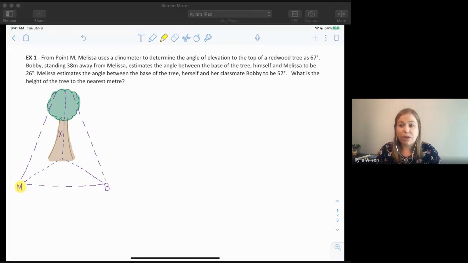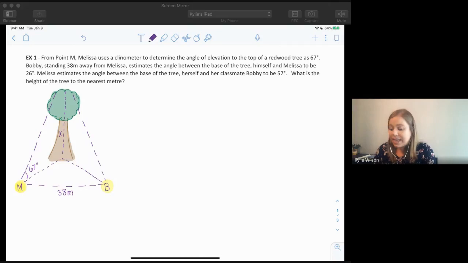So in other words, measure my angle of elevation. For the purposes of this question, we're going to assume that she's measuring her angle of elevation from the ground. But if you get a question on a quiz or one of our unit tasks and you're not sure if it's measured from the ground, that is always a fair question to ask. So Melissa measures her angle of elevation from the ground looking up at the tree as 67 degrees. So that's where that angle goes. Now, Bobby is standing 38 meters away from Melissa. So now we know that we have Bobby over here, and he is 38 meters away from where Melissa is.